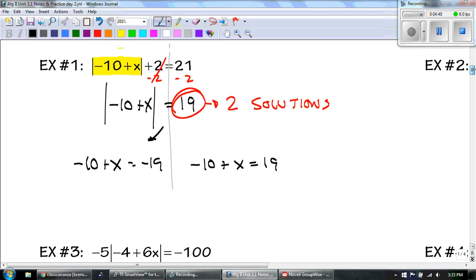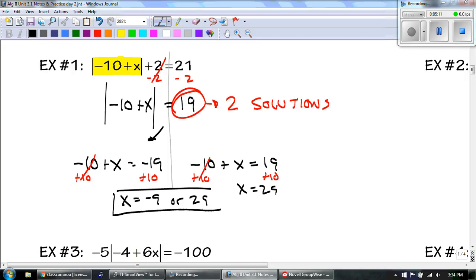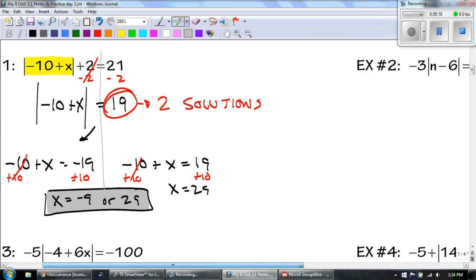Okay, so now I can solve by adding 10 to both sides. We get that x equals negative 9. Add 10 to both sides, and we get that x equals 29. So x equals -9 or 29. Okay, so we have to do what's outside first.